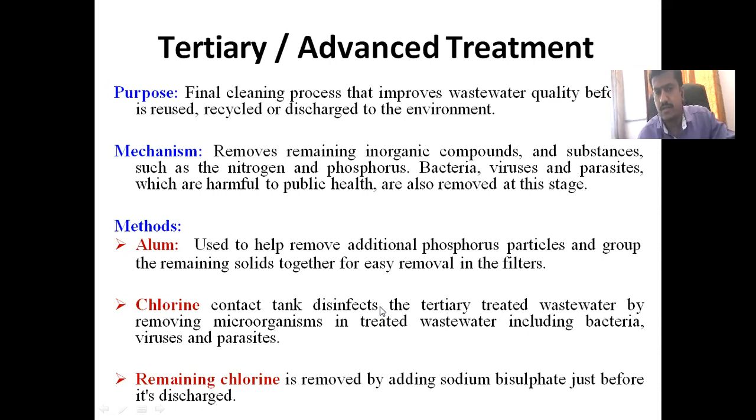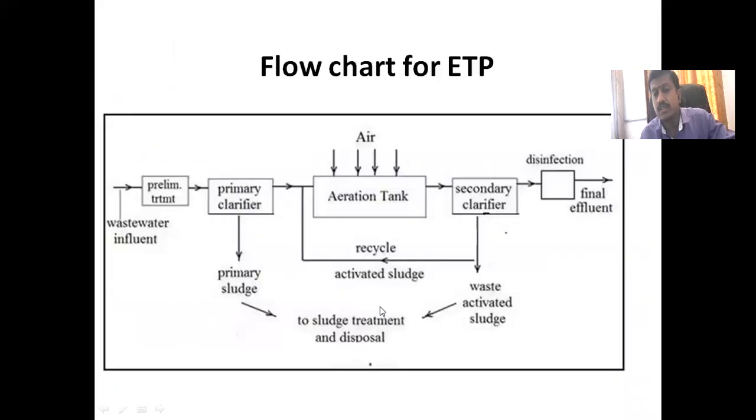Okay, that is all about the tertiary treatment level. Now this is the flow chart of our ETP. You have to remember this flow chart for your better understanding. First is your raw water. As you can see on the left hand side, you have the influent raw water, followed by the preliminary treatment level, then the primary treatment level, the secondary treatment level, then the tertiary treatment level, which is nothing but your disinfection.